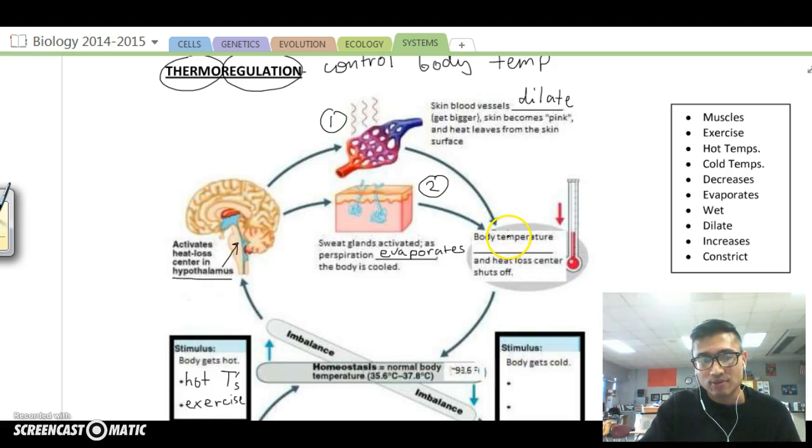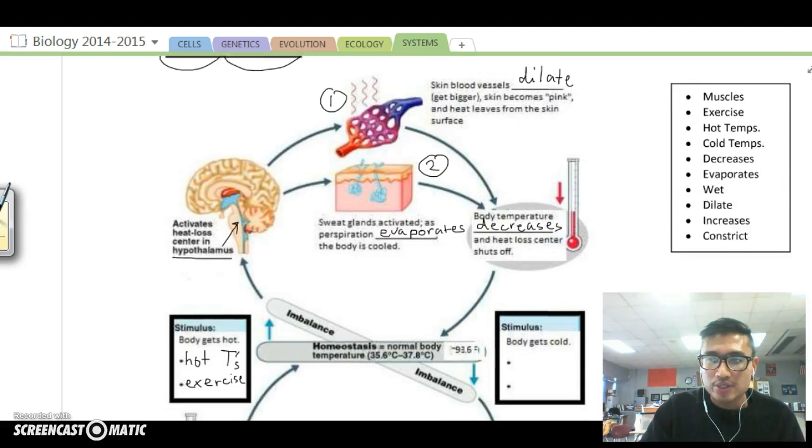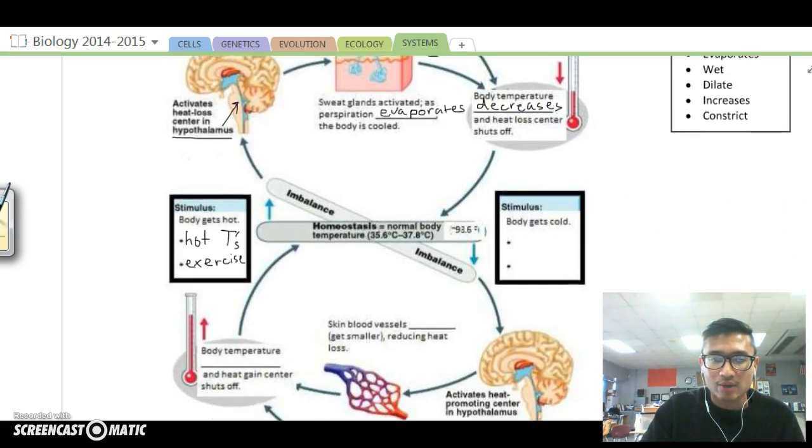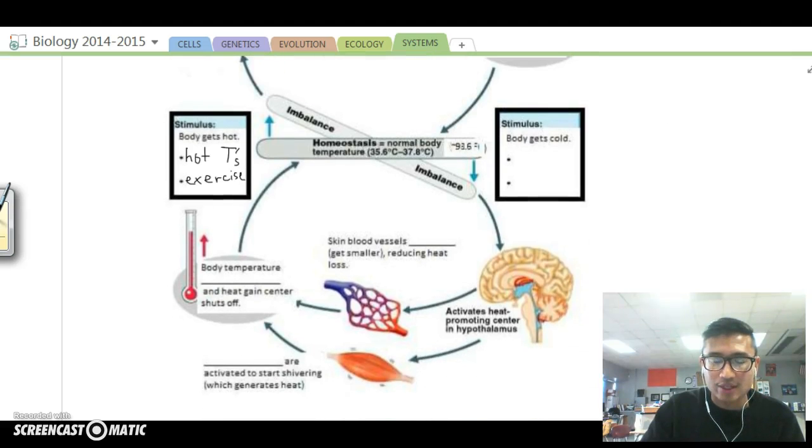If we were too hot before, if we were exposed to hot temperatures or we were exercising, of course what we want to do is to decrease our body temperature. That's going to be the goal. So the stimulus, we were too hot. The response, we want to decrease that body temperature, okay? So we just did when our body gets too hot, and I'm going to give you guys 3 minutes for when your body gets too cold, okay?